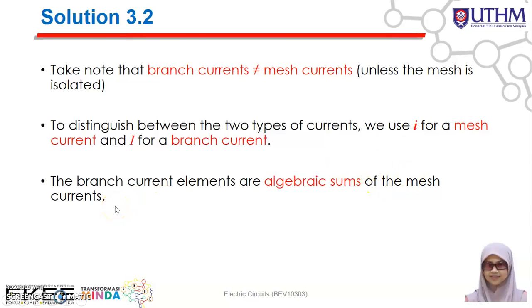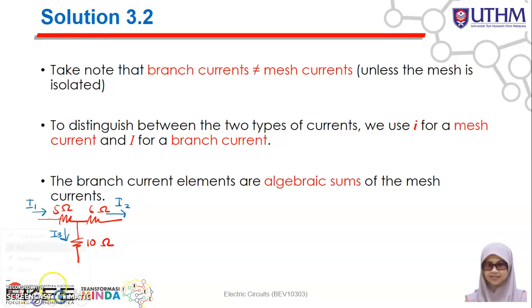So what this means is you just refer to the previous figure, where you have a 5 ohm resistor connected to a 6 ohm and another resistor of 10 ohm. Okay, 5 ohm, 6 ohm and 10 ohm. The branch current that flows through the 5 ohm is I1, the branch current through the 6 ohm is I2, and the branch current through the 10 ohm is I3.